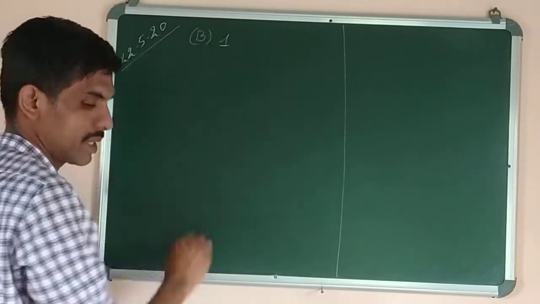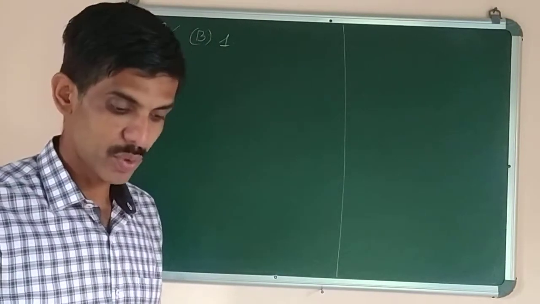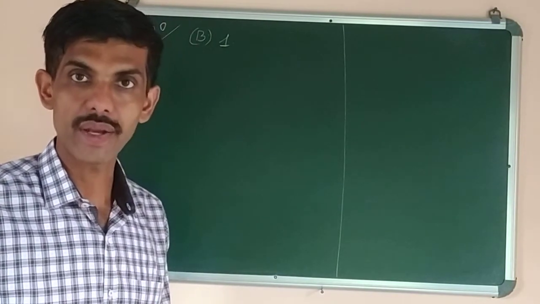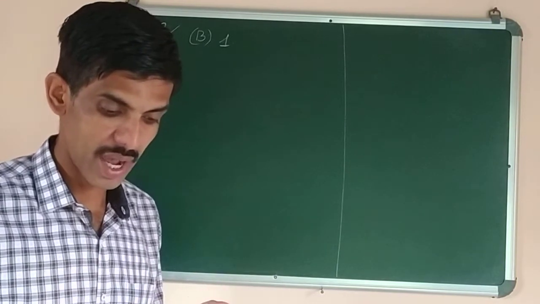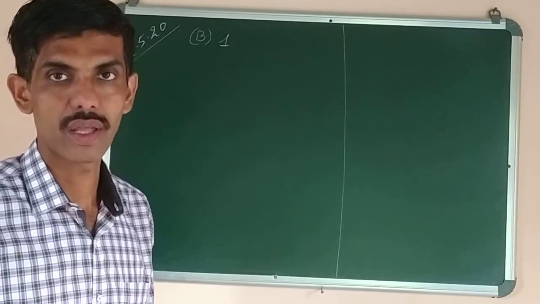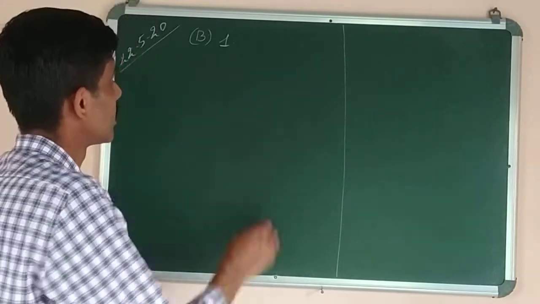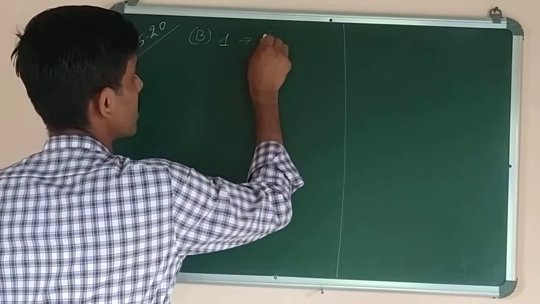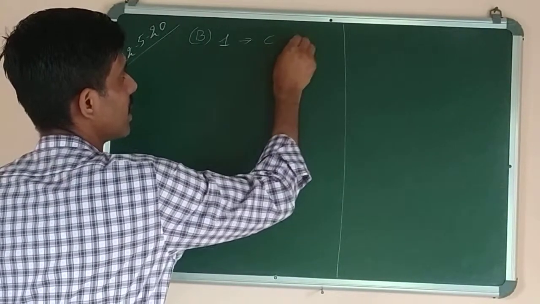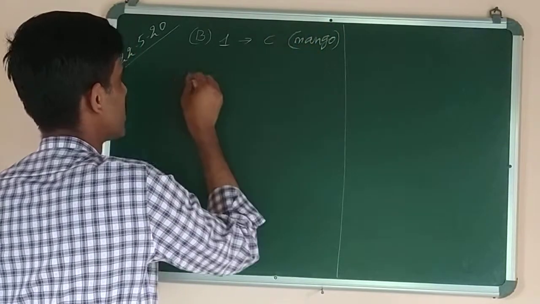Like first question is, which of the following has taproot system? We have to find out which plant has taproot system. The choices are maize, grass, mango or banana. The answer is mango plant has taproot system. So we have to write number 1, the mango is in number C, so we can write 1C. If you want, you can write the answer here, mango plant has taproot system.